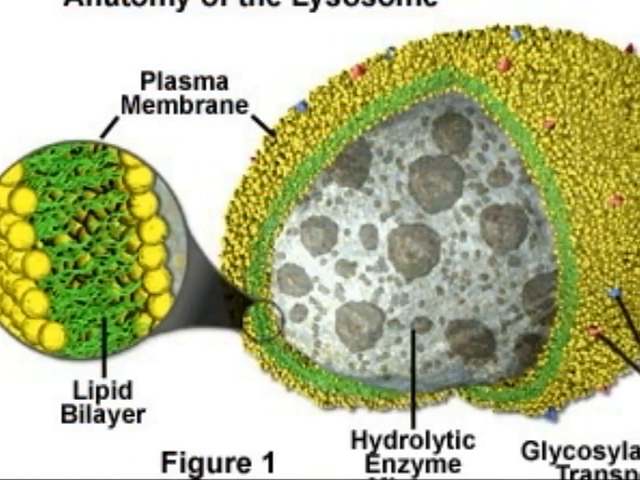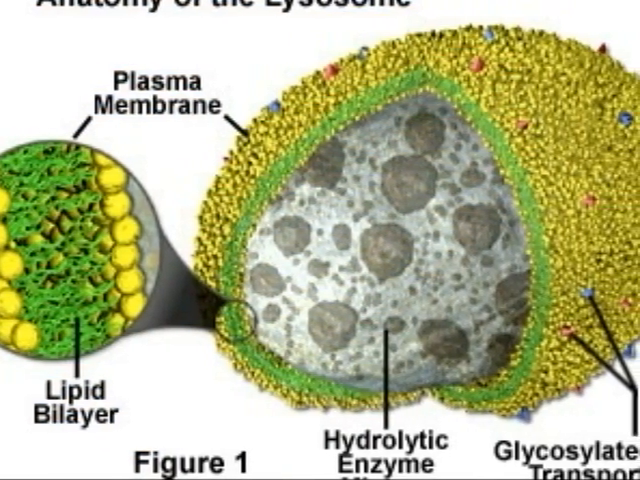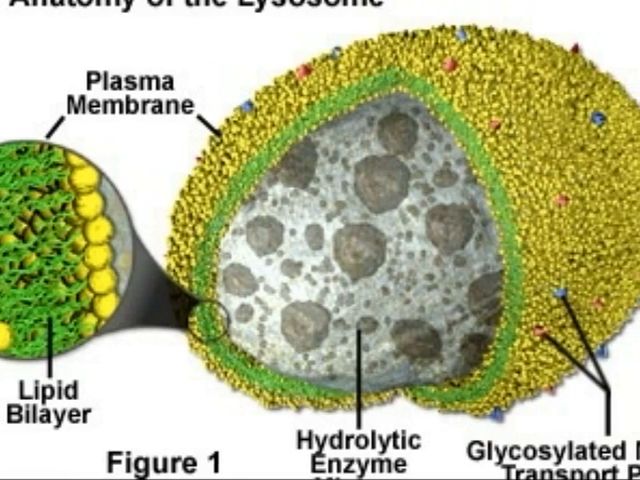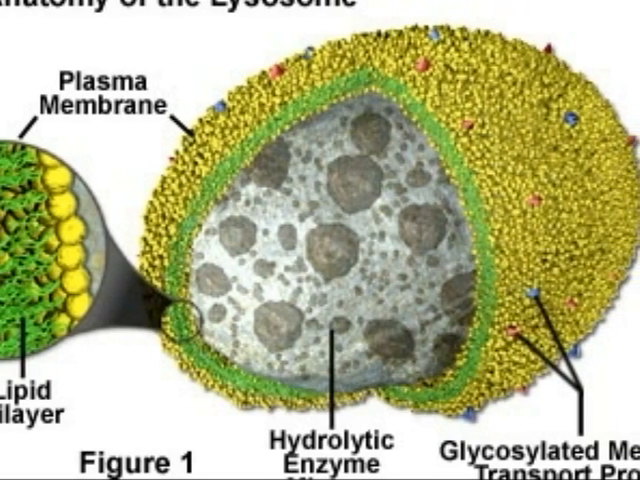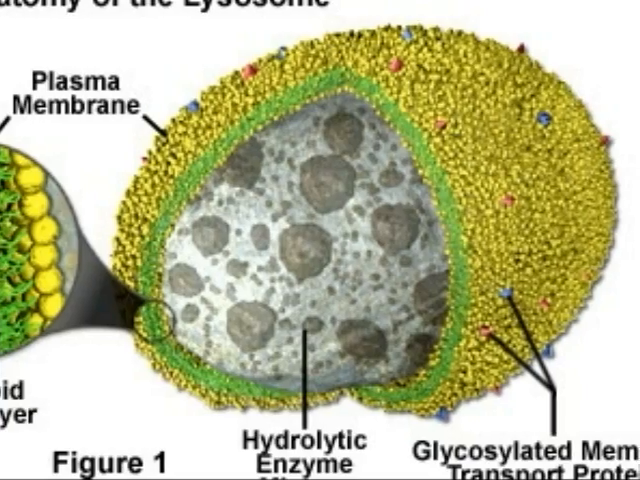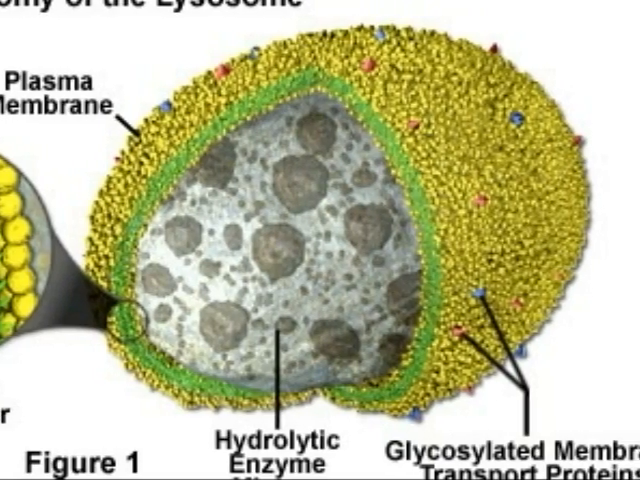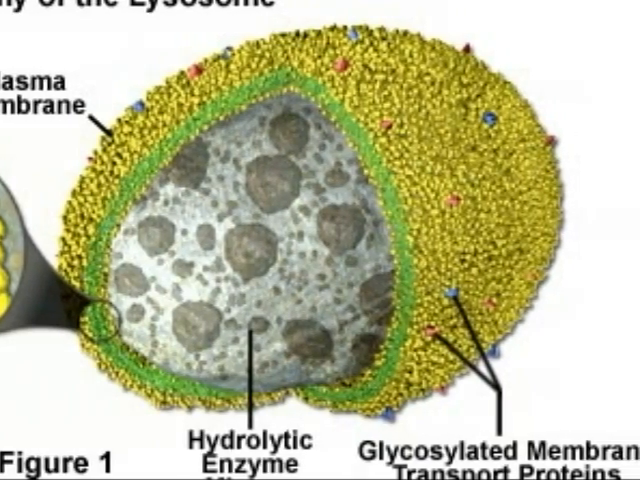Next is the lysosome. The lysosome is also only found in animal cells. The main purpose and function of a lysosome is to digest food and also digest broken cell organelles.